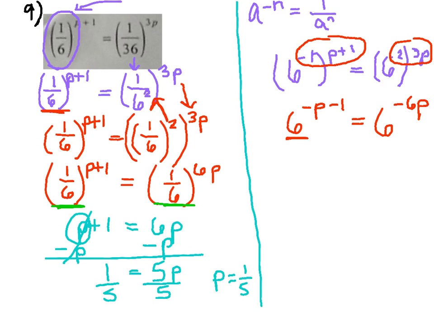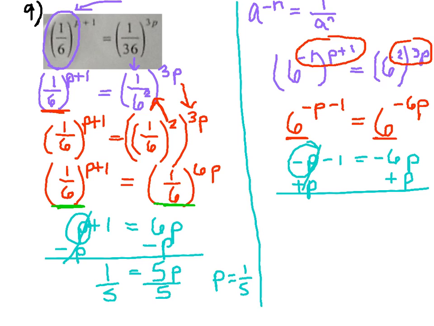Now we have our like bases that we are looking for. And the second step is to set the exponents equal to each other. So we have negative p minus 1 equals negative 6p. And we're going to move this negative p to the right side, so we're going to add p to both sides. And the p's will cancel. We're left with negative 1 equals negative 5p. And divide both sides by negative 5. We find that p equals 1/5 as well.